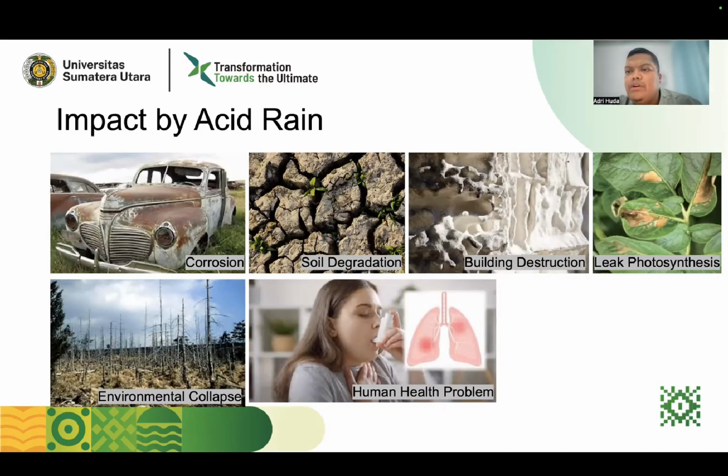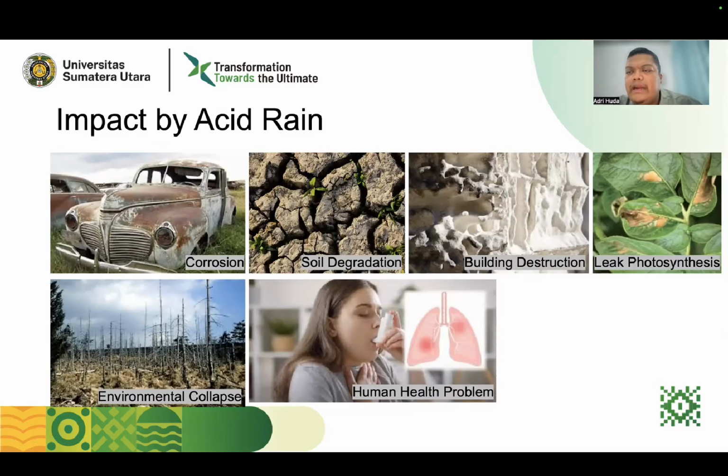The soil without the organic content will make the soil get dry, and they call it soil degradation, which means that the soil cannot support living plants on the surface of the soil system, leaving the area so dry. The other example is building destruction.